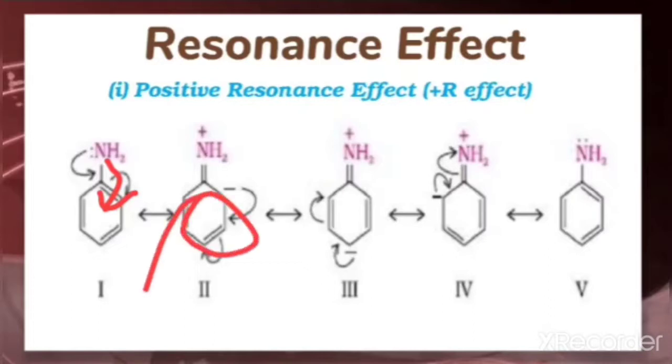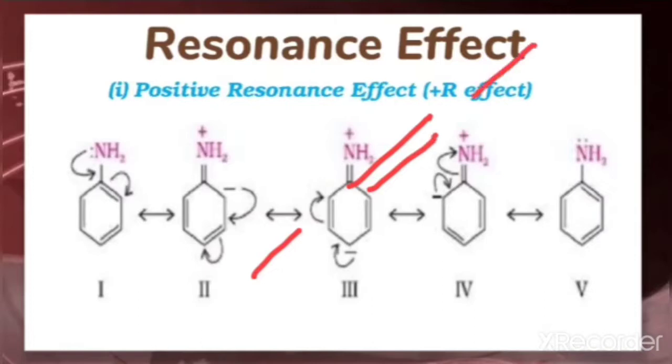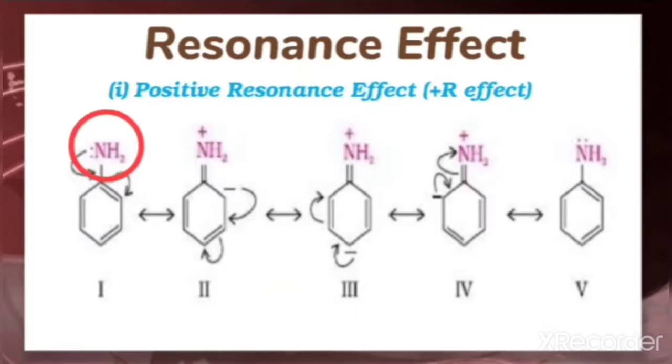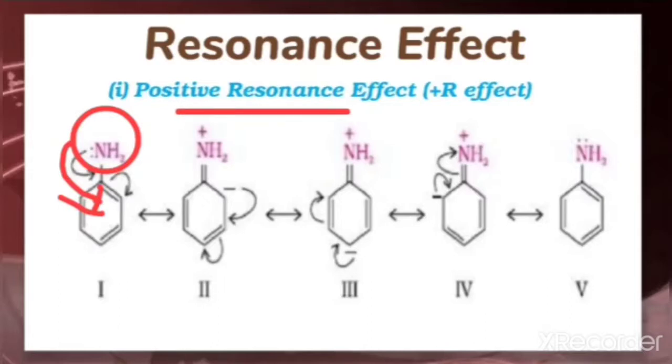The system is called a conjugated system. That is, an alternate single and double bond system is called a conjugated system. So here the substituent is the NH2 group. The NH2 group is a substituent which has a tendency to donate electrons to the conjugated system. Therefore, this effect is called a positive resonance effect, which is also called plus R effect. So, what is plus R effect?